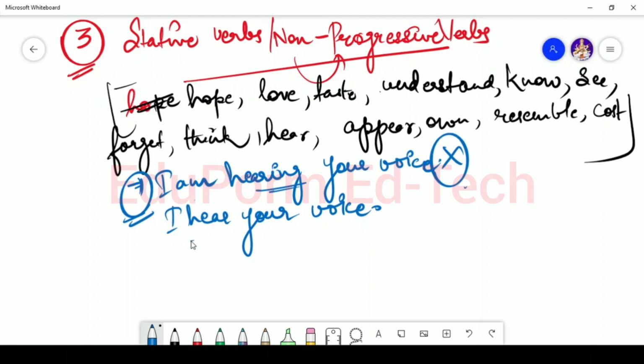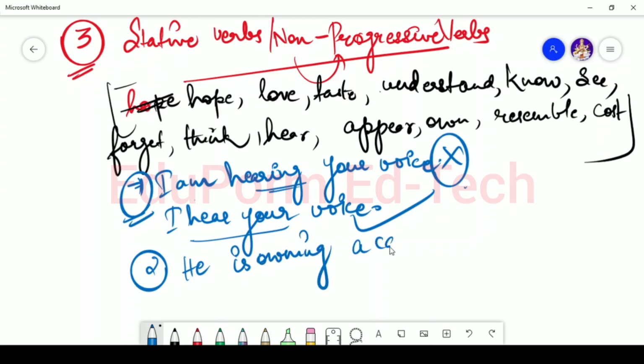Instead you will say I hear your voice, okay. Or let's say for a second example, if I am saying that he is owning a car or he owns a car, okay. So again, he is owning a car, he owns a car, उसके पास कार है, ठीक है.